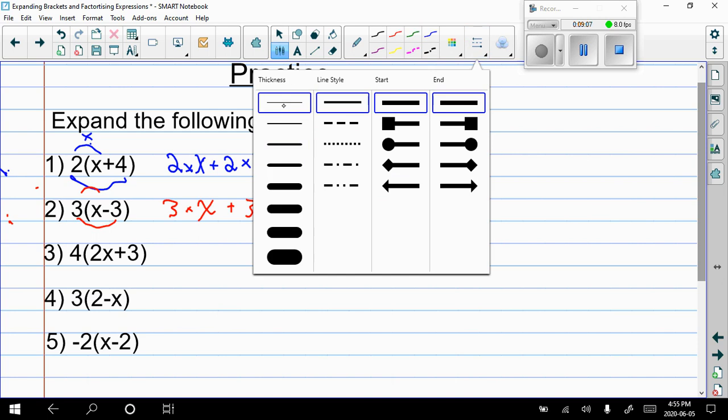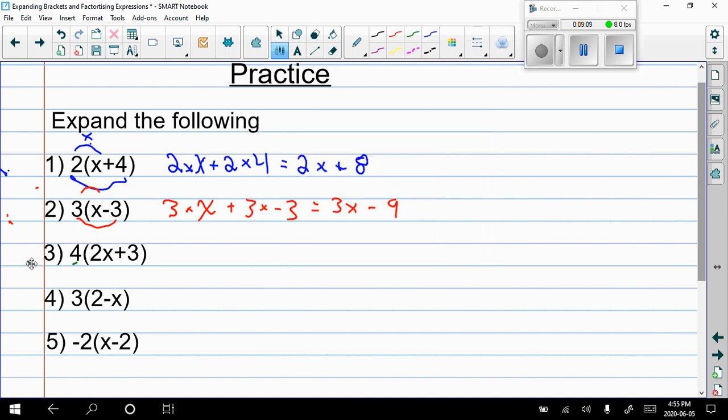Next one we're going to do is 4 times 2x. So we have that 4, 4 times 2x. And so we can just write down 4 times 2x plus 4 times 3. And we get 8x plus 12.